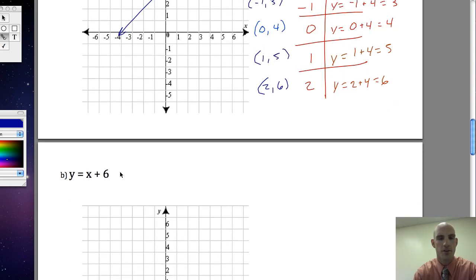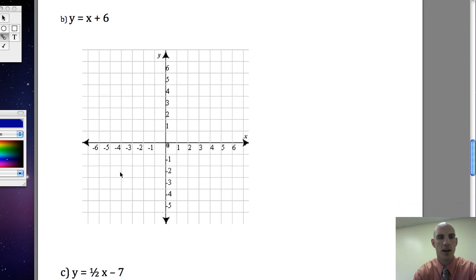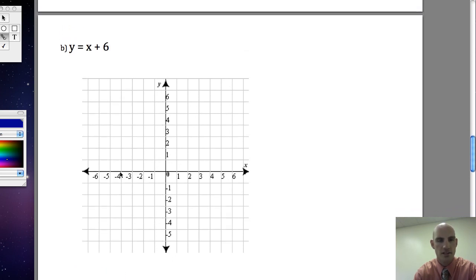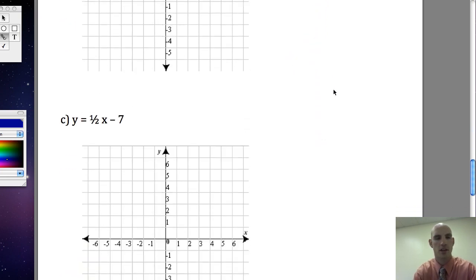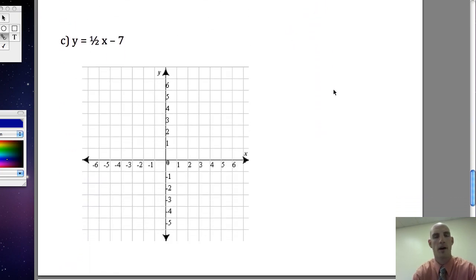Here's an example for you to try. I want you to try to graph y equals x plus 6. So go ahead and pause here. If you didn't print out the notes, pause here and write this one down. Plot that one. I'm going to give you a hint. Make an xy table. And the next one's going to be y equals 1/2 x minus 7.